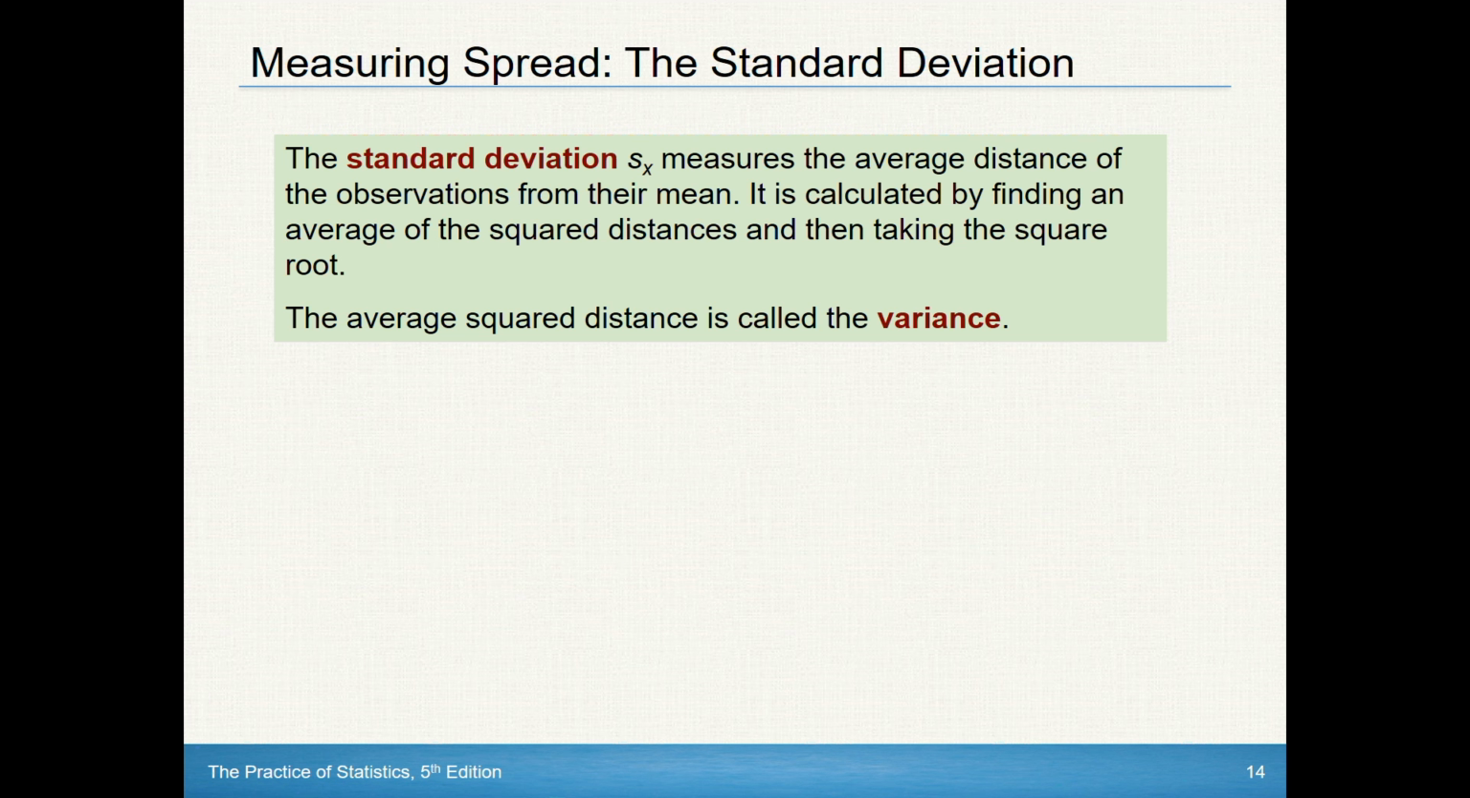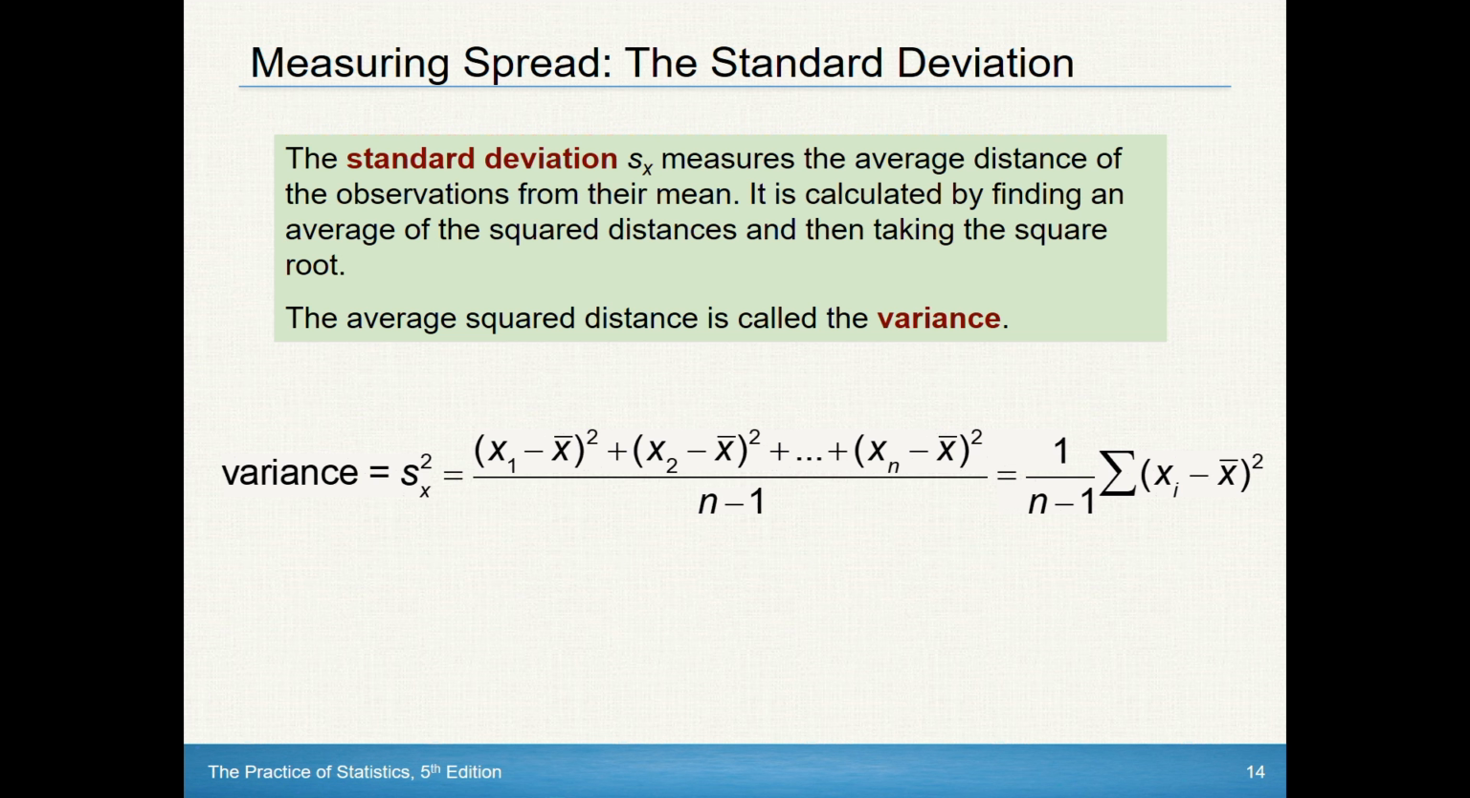This is the definition that I just said, and now you can get it down here. So standard deviation, S sub x, that's our notation, measures the average distance of the observations from their mean. We calculate it by finding an average of the squared distances and then taking the square root. Before we take the square root, that's called the variance. So the variance is S squared sub x, all the deviations squared, added up, divided by n minus 1. Or you could take this notation here.